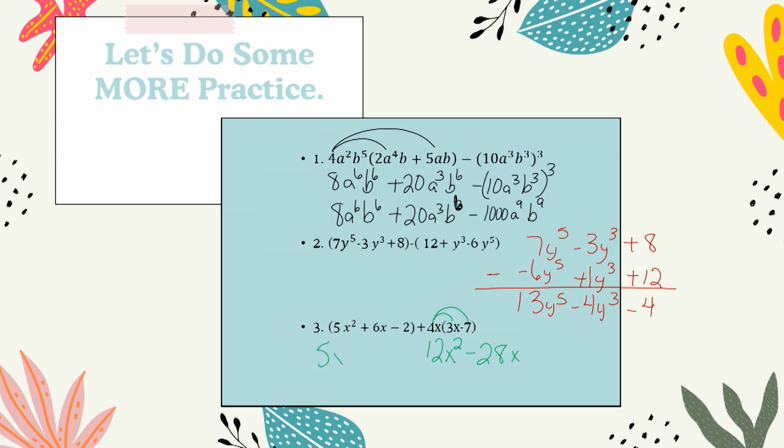And then I'm going to bring this down and see if I can put any like terms together. So this is a like term and this is a like term. So I have 5 plus 12 gives me 17x squared. This is a term that I can put together, and this is a term that I can put together. 6 plus a negative 28 is going to give me negative 22x. And then I have my constant, which is by itself.